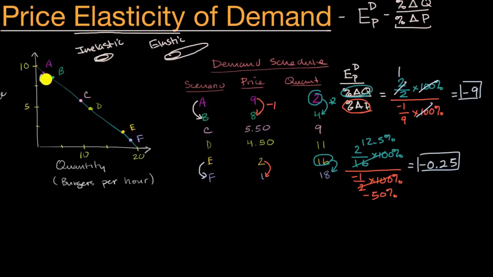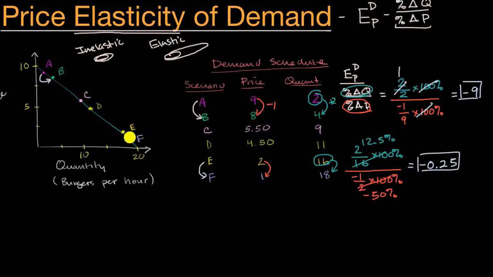When we're going from A to B, our initial prices were relatively high. So even though you had a price decrease of 1, it was from an initial price of 9. So your percentage change in price looked fairly low, while your percentage change in quantity was high because you're going from a low quantity of 2 and you're adding 2 to it. So you had 100% change in quantity.